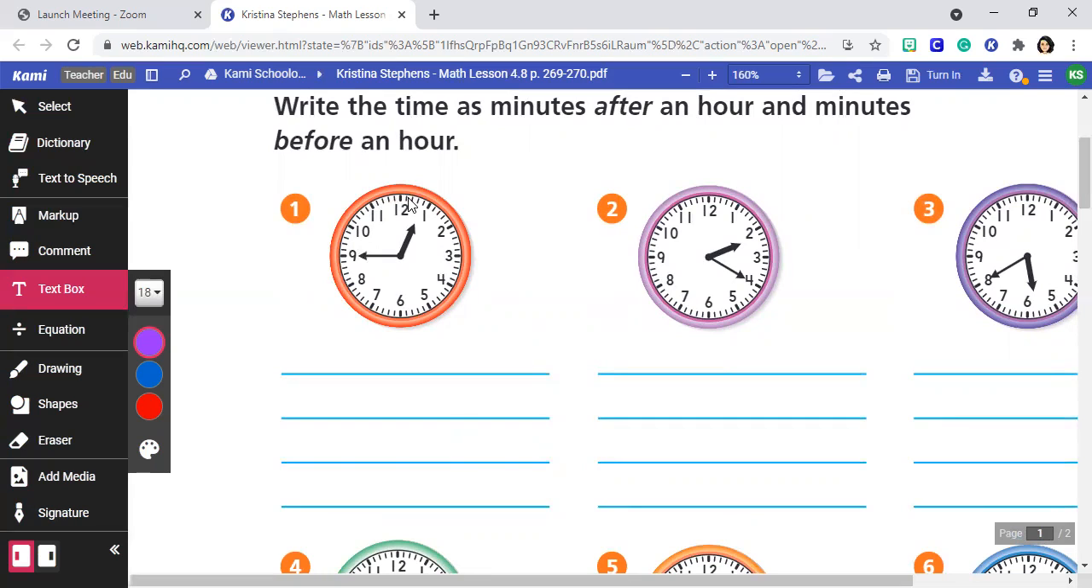Well, we can also think about how many minutes it is until 1 o'clock, because it's not 1 o'clock yet. So going from here, we can go 5, 10, 15. So it's 45 minutes after 12 and 15 minutes before 1 o'clock.